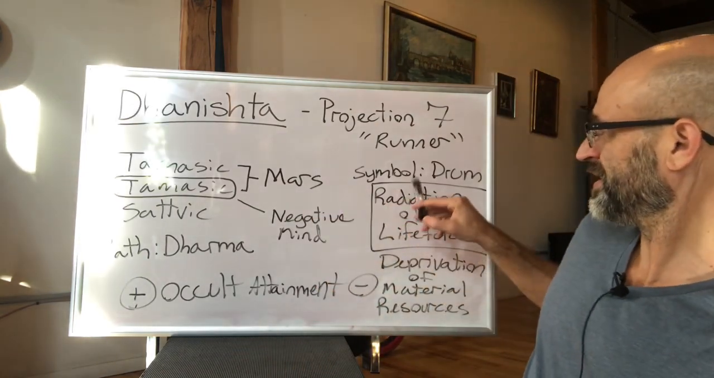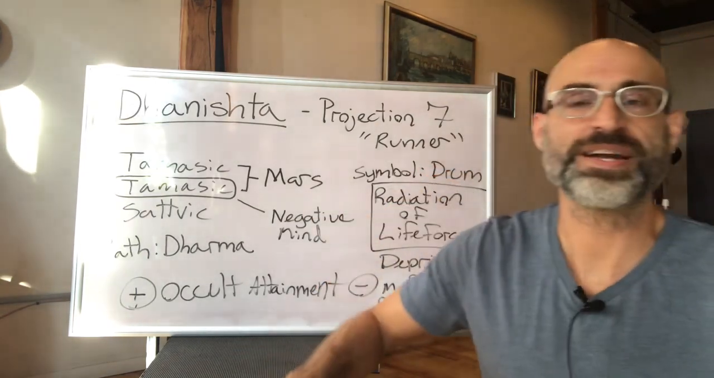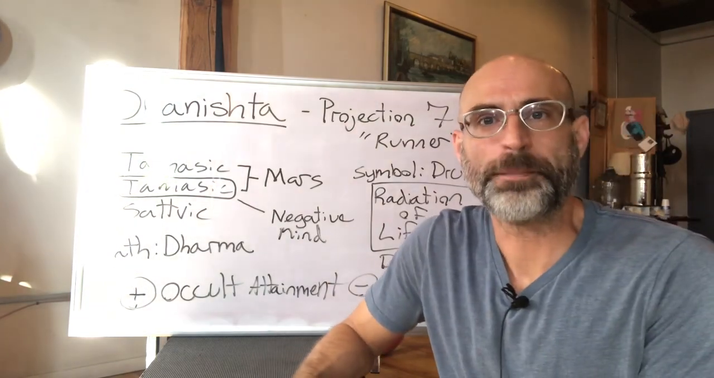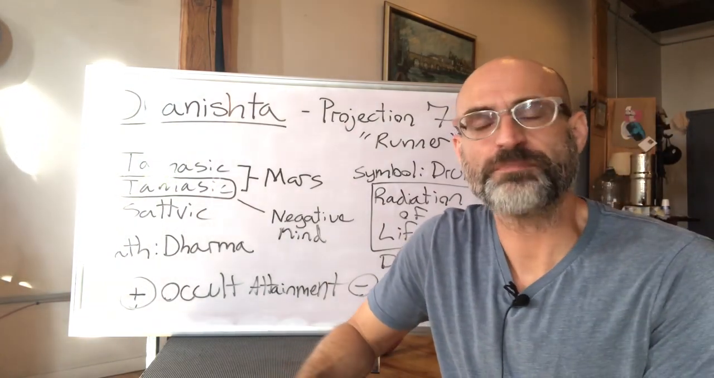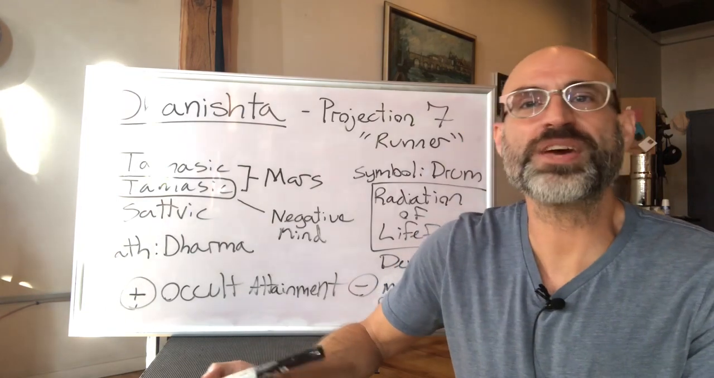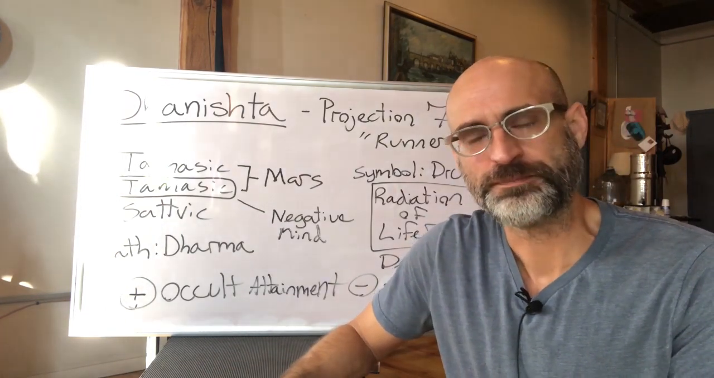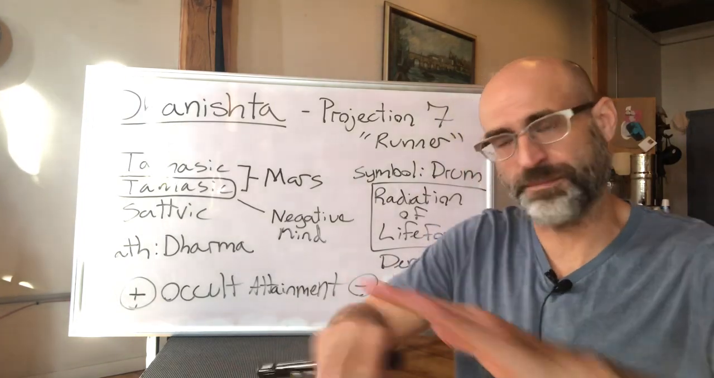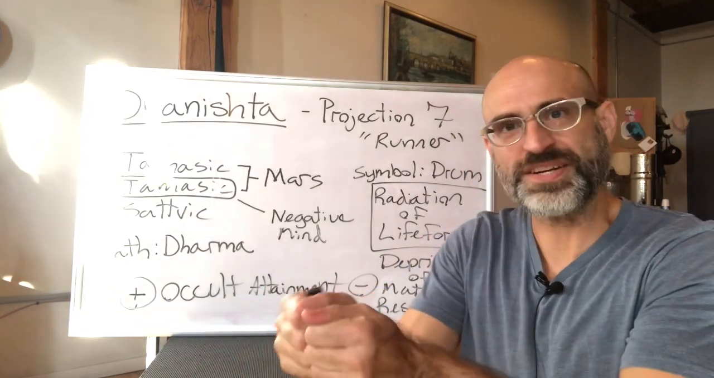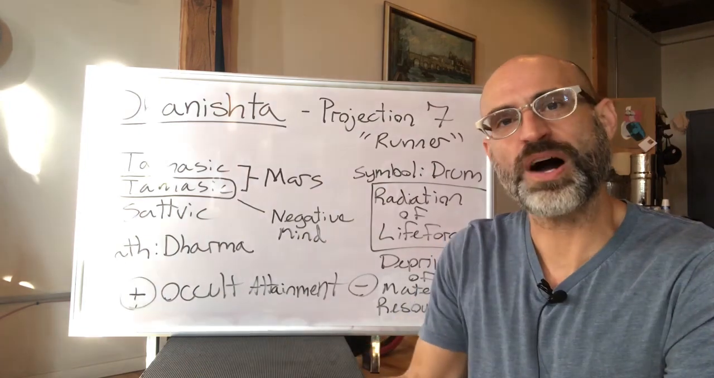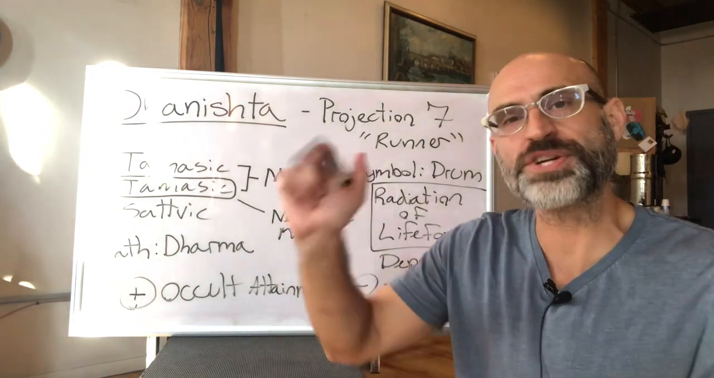Now, the symbol of Dhanishta is the drum. And I've also seen bamboo flute. So what do you get with drums or bamboo flutes? Well, essentially you have a hollow instrument. In the case of a drum, you have a tight skin wrapped over a hollow instrument, so it creates a reverberation.